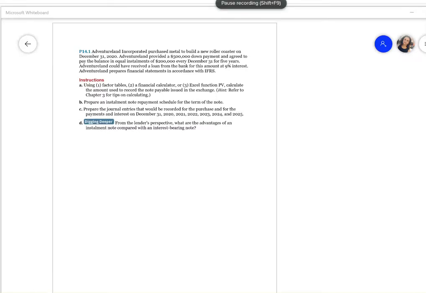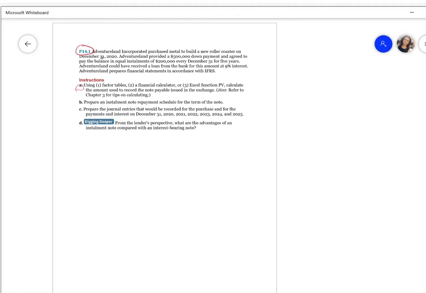Today we are going to work on problem 14.1. Let's see what the question is asking us to do, and then from there we can try to do the entries. First, the requirement is: using a factor table, a financial calculator or an Excel function, present value, calculate the amount used to record the notes payable issued in exchange.